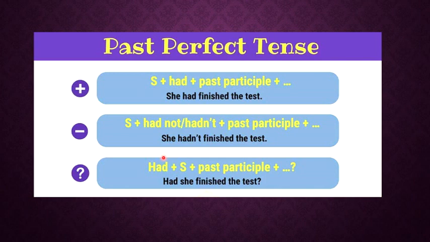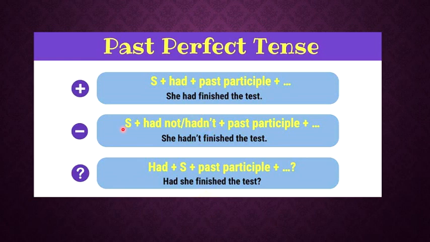So here are the rules. A compiled form: past perfect tense affirmative sentences have subject, then had as helping verb, and then the past participle form of the verb. Like she had finished the test. Finished is the past participle or third form of the verb finish. When you want to make it negative, we will add the word not. And the short form can be hadn't.